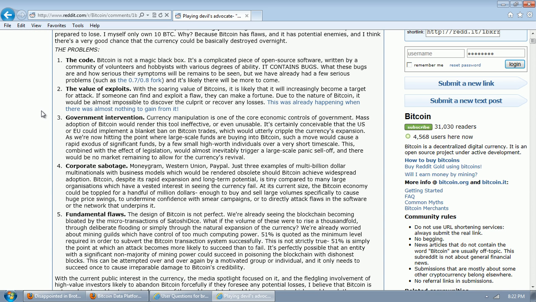The problems. The code. Bitcoin is not a magic black box. It is a complicated piece of open source software written by a community of volunteers and hobbyists with various degrees of ability. It contains bugs. What these bugs are and how serious their symptoms will remain to be seen. We have already had a few serious problems, such as the fork, and it's likely there will be more to come. Now, that's pretty much a valid argument.